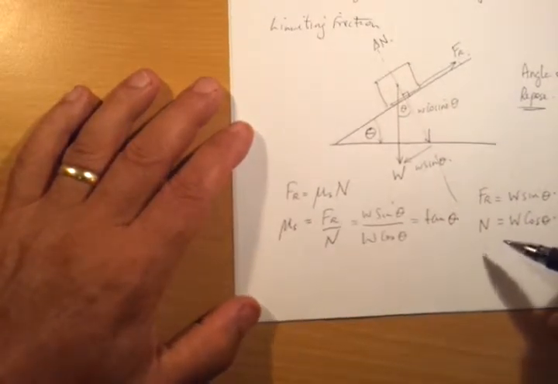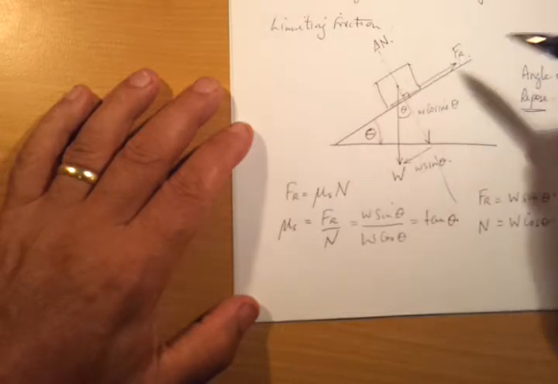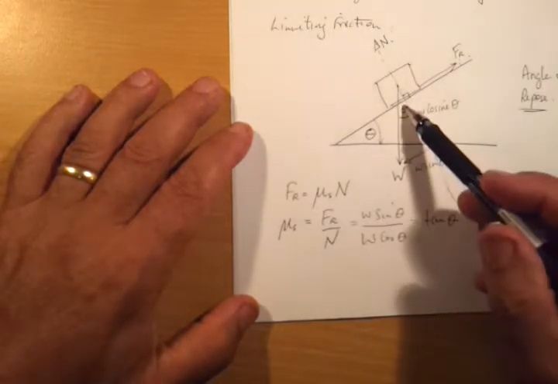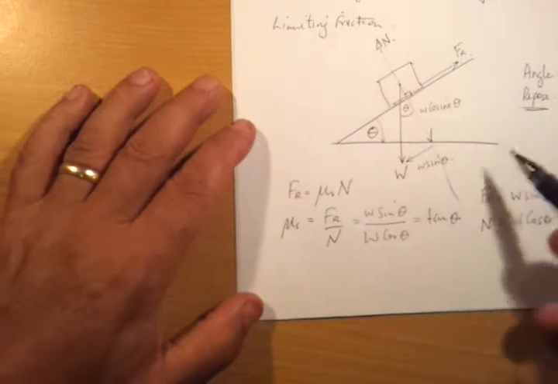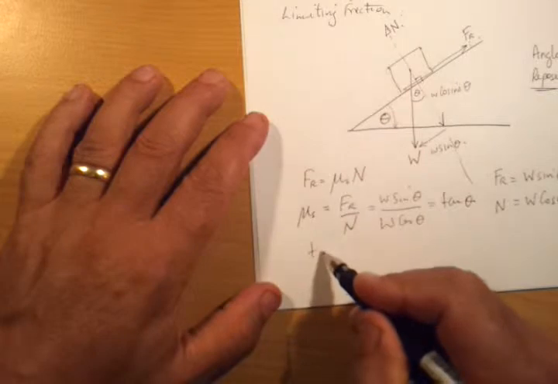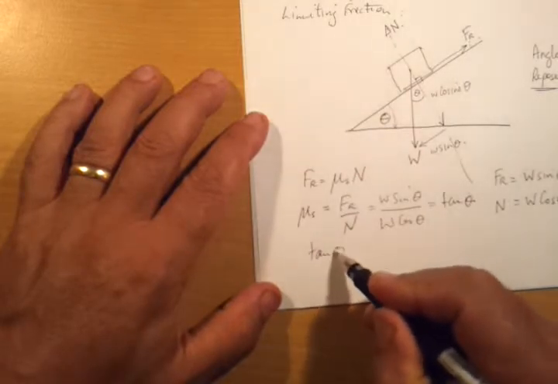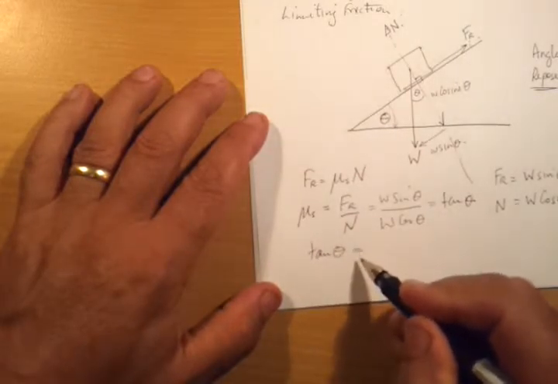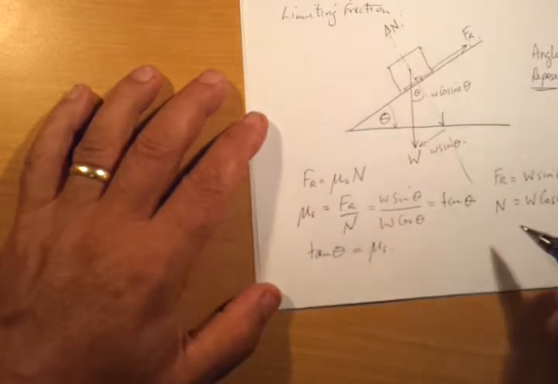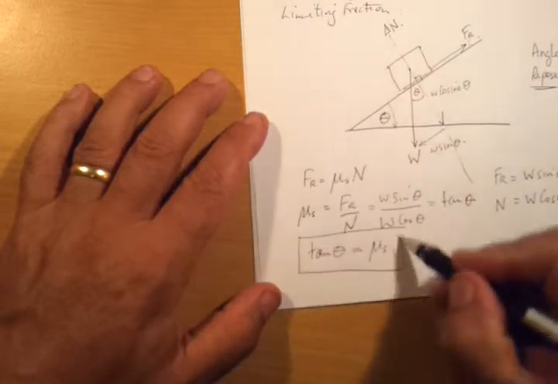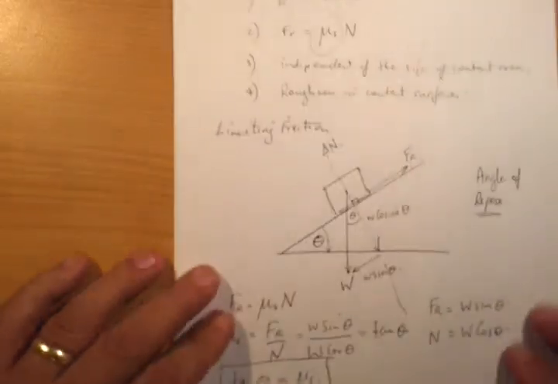So at the point of movement, when the angle of repose has been reached and limiting friction has been reached, then it is true to say that tan of the angle of repose equals the coefficient of friction. Now, armed with those facts, we can start to look at a little bit of a tough question here.